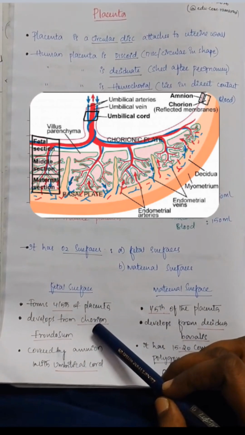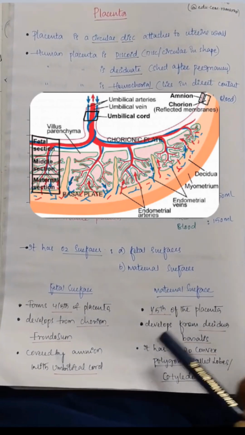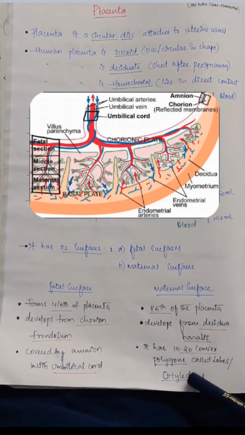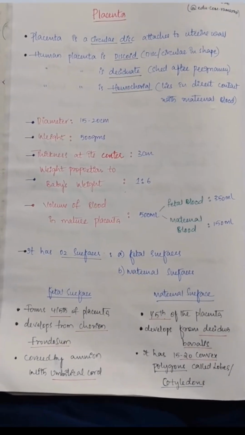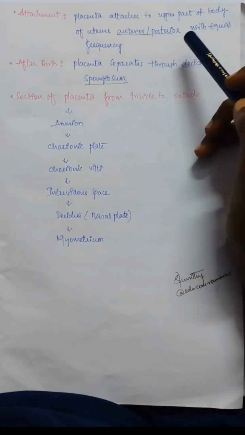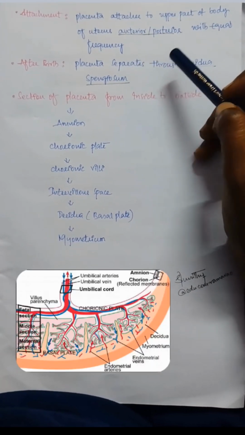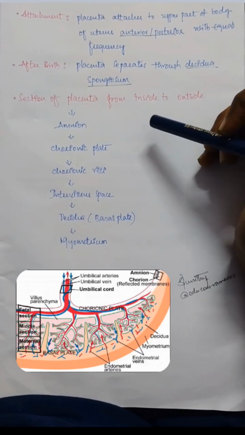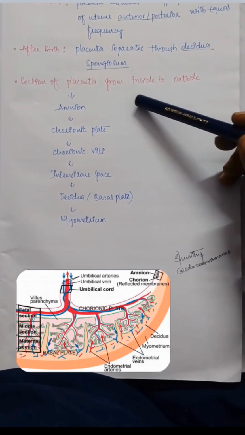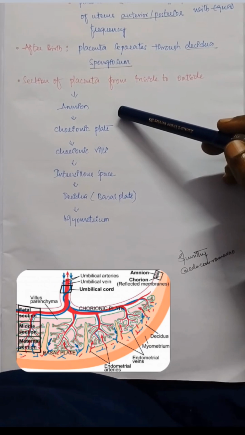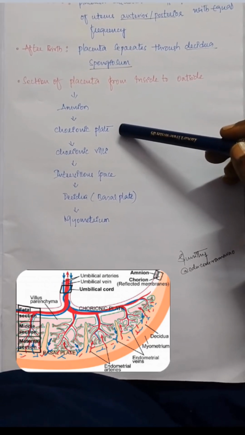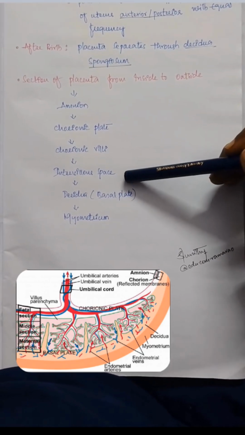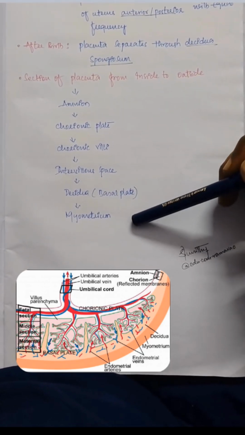The fetal surface develops from chorion frondosum. The maternal surface develops from decidua basalis. It is covered by amnion with the umbilical cord. It has almost 15 to 20 lobes called cotyledons. And do you know the placenta is attached to the upper part of the body of the uterus, anteriorly or posteriorly, with equal frequency. After birth, the placenta separates through the decidua spongiosa. If we take a section of placenta from inside to outside, it shows amnion, then chorionic plate, then chorionic villi, intervillous space, decidua, and lastly myometrium.